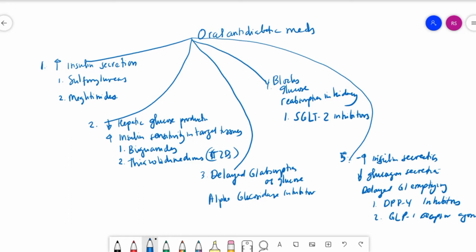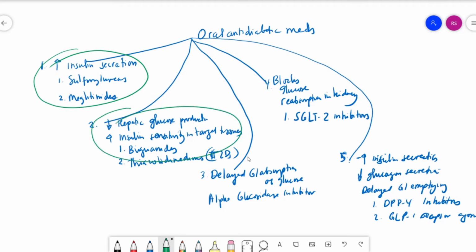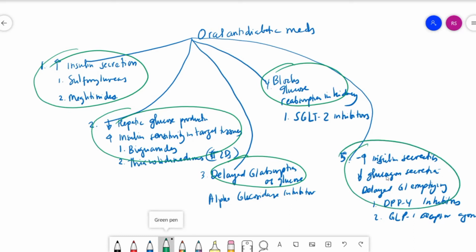So these are the 5 classes of drugs based on their mechanism of action. First, increased insulin secretion. Second, decrease hepatic glucose production and increase insulin sensitivity in target cells. Third, delayed GI absorption of glucose. Fourth, block glucose reabsorption in the kidney. And the last one, increase insulin secretion, decrease glucagon secretion, and delay GI emptying. I also have a mnemonic for this that I will go over in the next slide.